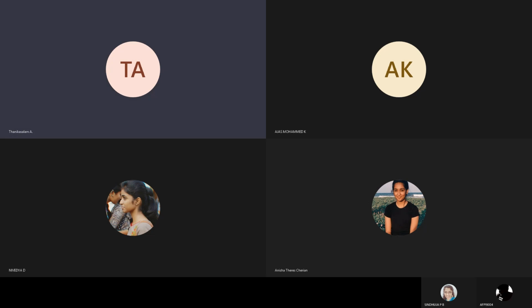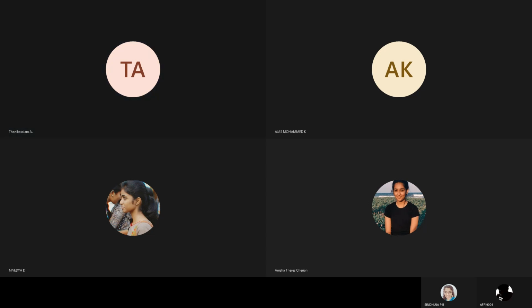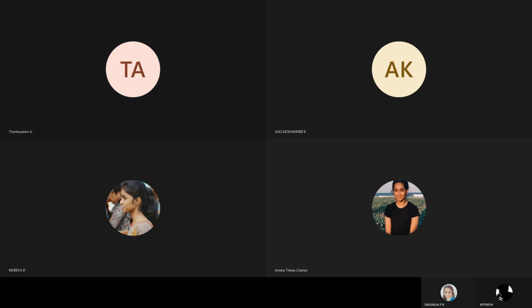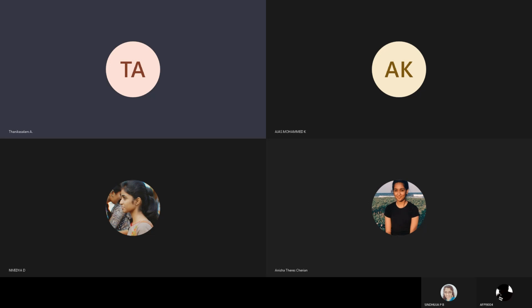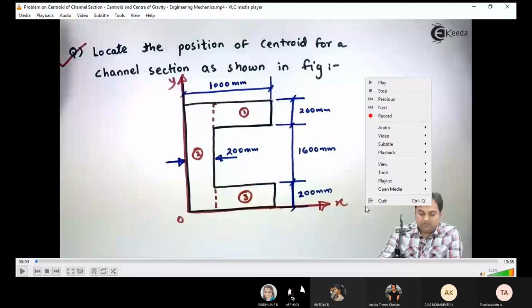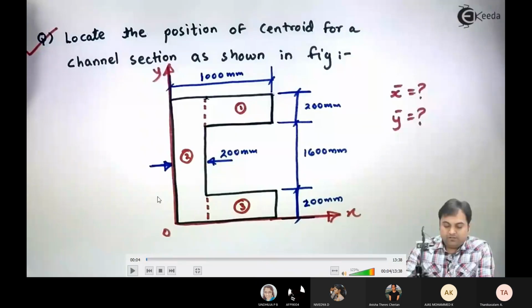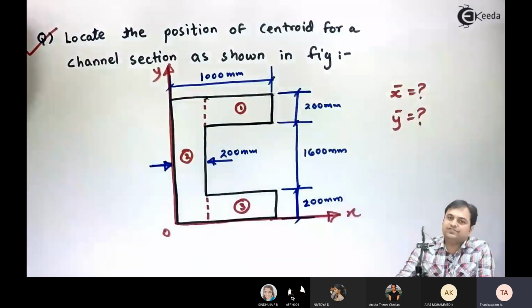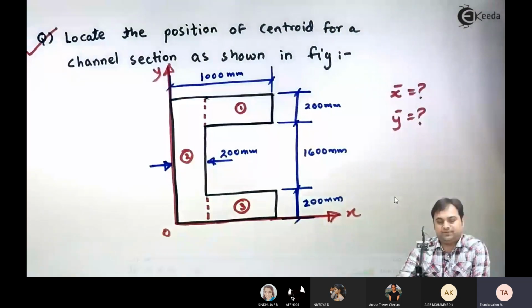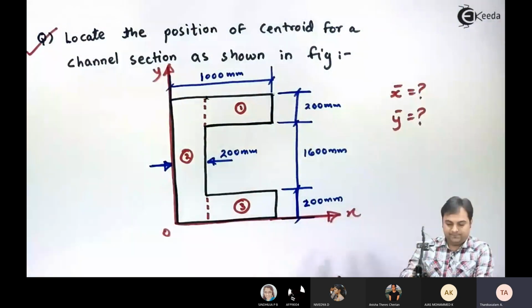Hello friends, now we will take the problem of centroid based on the C section which is given in the problem. So in this video we would be locating the centroid for a C section. Let's read what is given in the question.